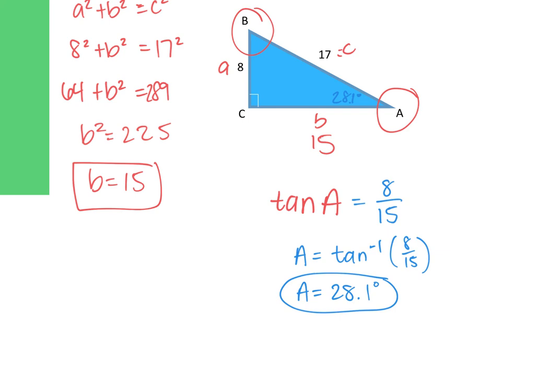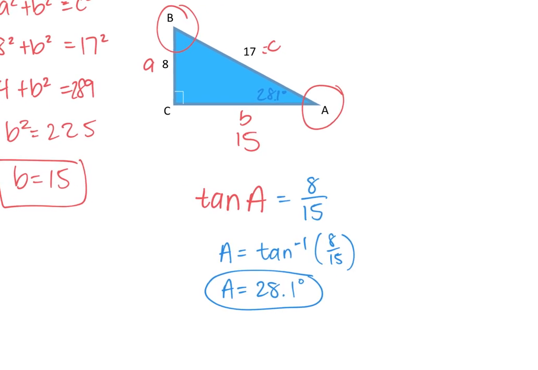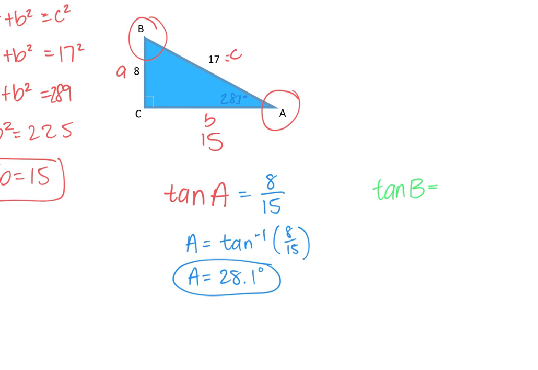So 28.1 degrees. Now, B, you can just take 90 and subtract it by 28.1 to give you B. Or you can actually use the tangent again. Let's use tangent again because we're practicing that. So take the tangent of B, and that's going to be equal to what? 1.9.